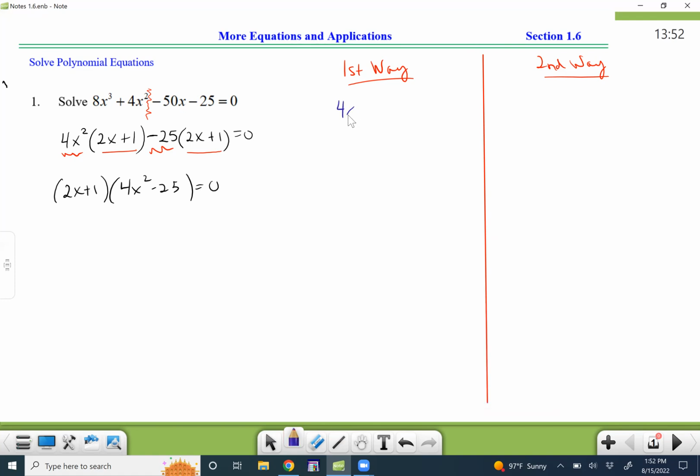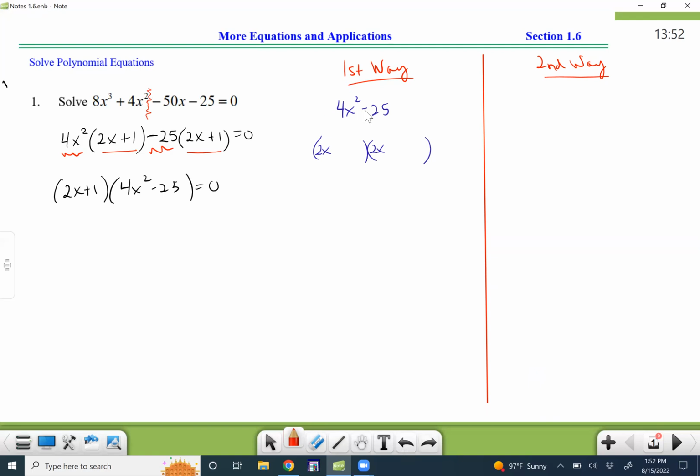So if we have 4x squared minus 25, that can factor as a difference of squares. Differences of squares are my favorite things to factor because you're basically just square rooting each piece. Like what's the square root of this? In other words, what times itself is 4x squared? Well, 2x times 2x would get us 4x squared.